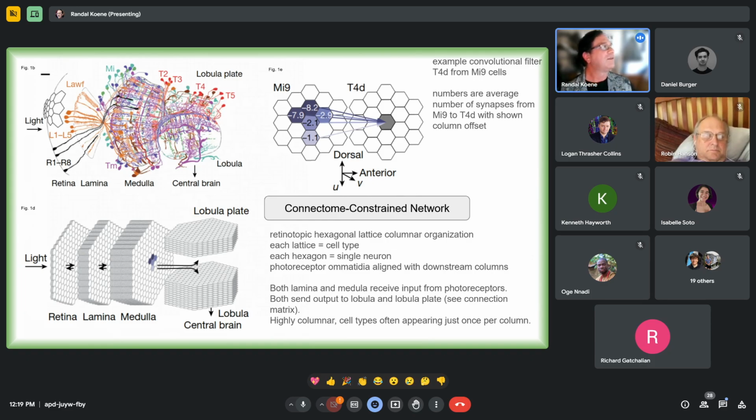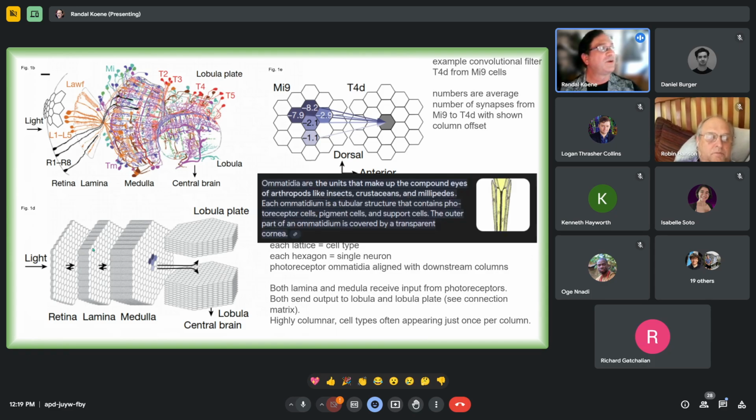I pasted in figure 1b again, just so that we can do an easy comparison here between that architecture diagram and the model that they built. Let me just briefly click this pop-up here so that anyone who doesn't know what ommatidia are can become familiar with that term. They're just the units that make up these compound eyes that contain various receptors and support cells.